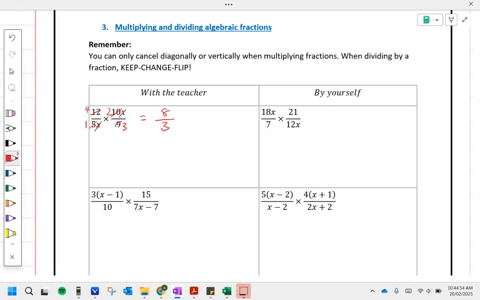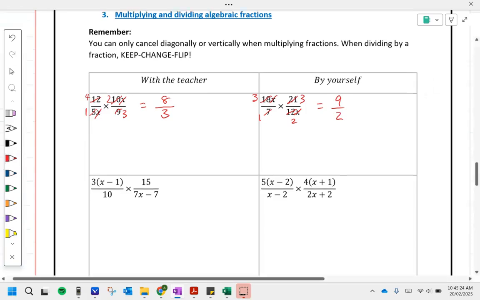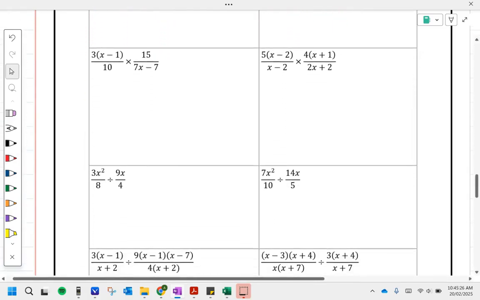All right, we can see here, we've got x's in the top and bottom, they cancel each other out. 7 and 21, both divisible by 7, so that becomes 1 and that becomes 3. And 18 and 12 are both divisible by 6, and that becomes 3 and that becomes 2. So now we can multiply across. 3 times 3 is 9 over 1 times 2 is 2, and that's our answer. Okay, next one.